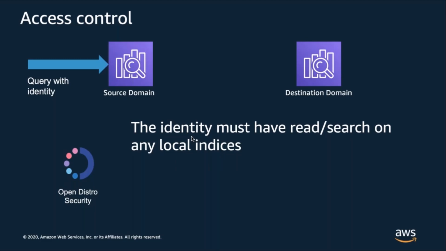Then within the Elasticsearch Service domain, the Open Distro Security setup, the fine-grained access control, will take the identity that's provided with the request and validate it against its own internal user database. Whether it's IAM or HTTP auth, that's going to provide an identity that will allow you to map particular roles with different actions that are permitted for those roles onto that traffic. The identity itself has to have access to either read or search on any local indices for the source domain.